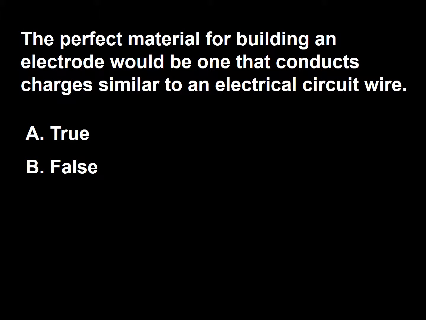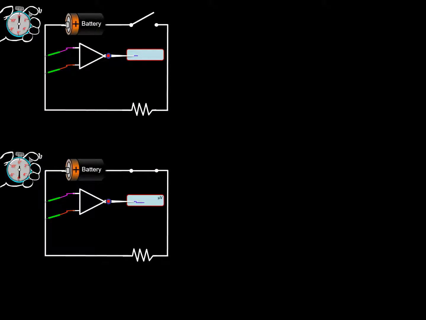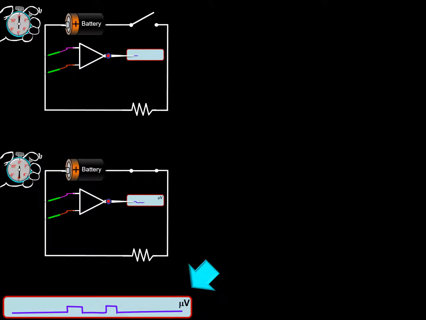The next question is, the perfect material for building an electrode would be one that conducts charges similar to an electrical circuit wire. True or false? In this frame, I am representing a purely electrical circuit. Here, the electrical circuit is open. Here, the electrical circuit is closed.